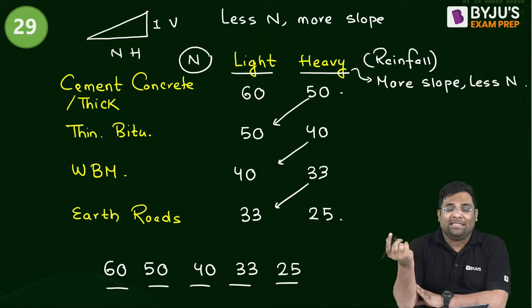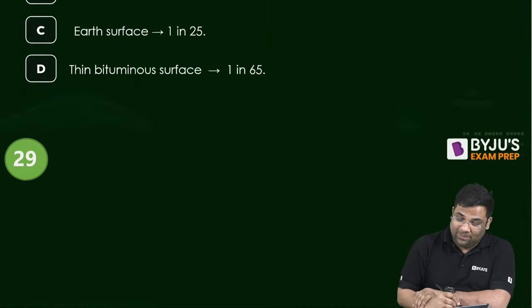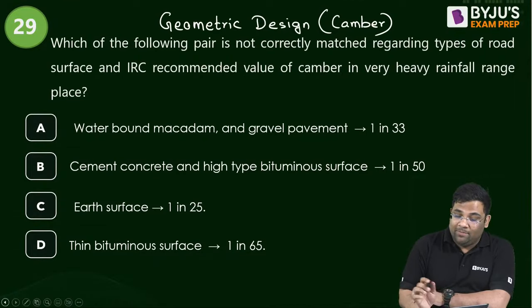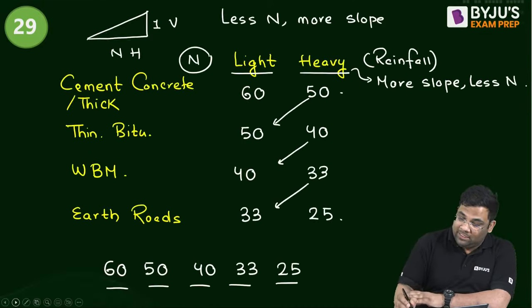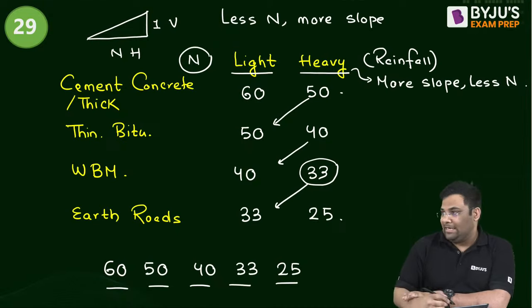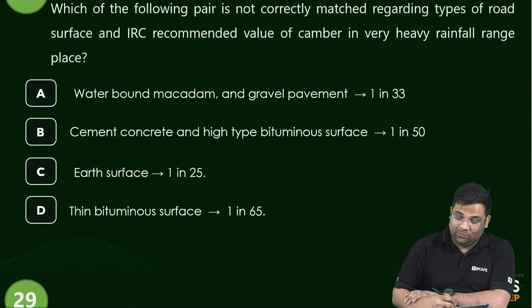Now what is asked here, you see? Very easy. Water-bound macadam and gravel, and it is heavy rainfall. So for heavy and water-bound, it should be 1 in 33. Correct? Yes. Next is what?